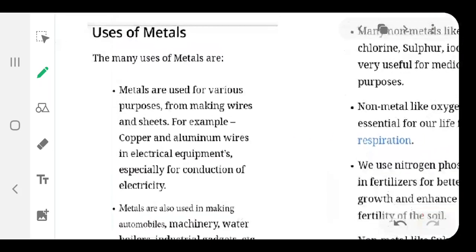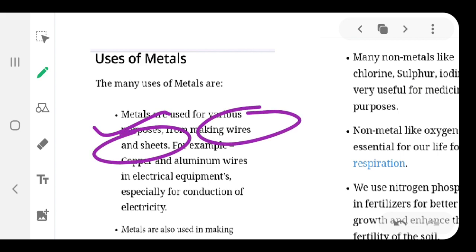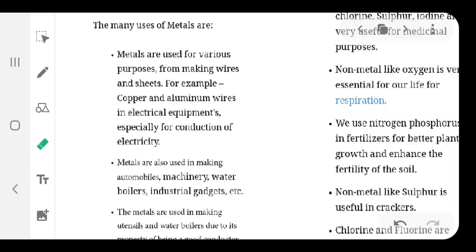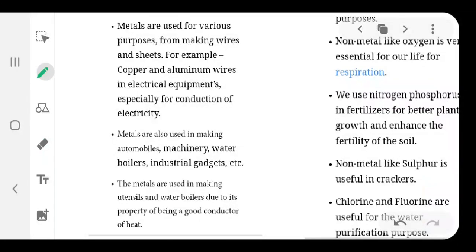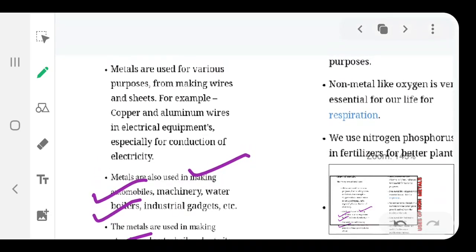Now we have some applications that are also in your book. In the applications of metals, you should know them with examples. Metals are used for various purposes in our daily life. We make wires and sheets from them, for example copper and aluminium wire that we normally use in our households. Metals are also used for making automobile bodies, machinery parts, and water boilers. Similarly, metals are used for making utensils that we normally use in our kitchenware.